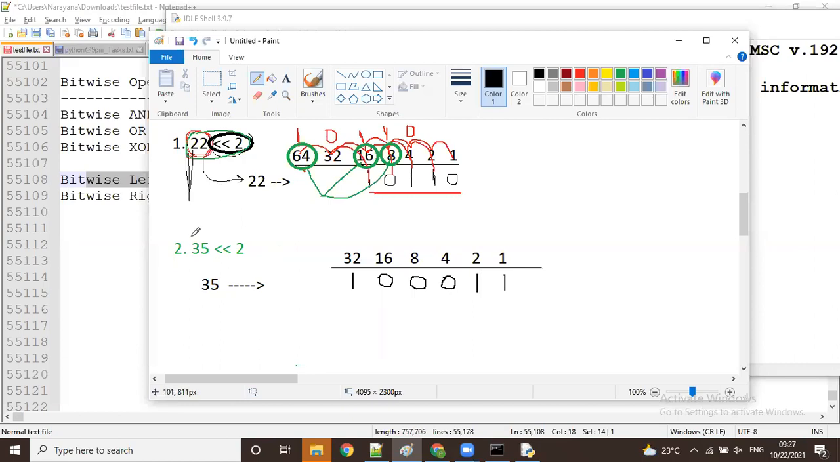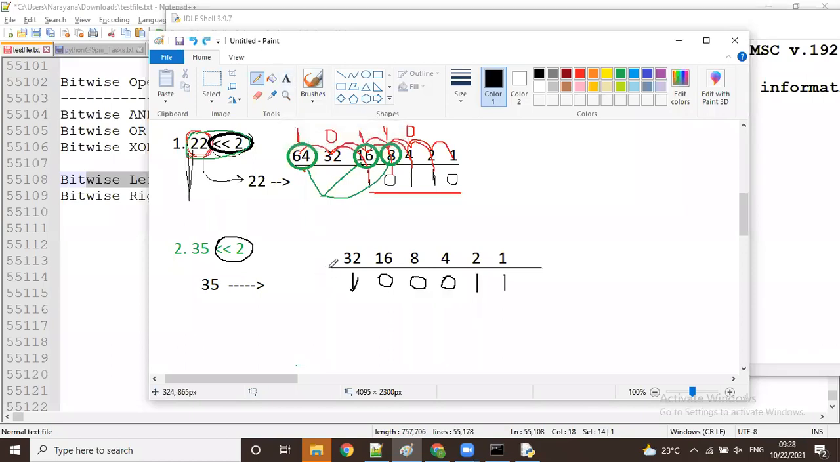That is the 35 before the operator, after the operator, right? Now what is the operator here? Left shift, and how much here? 2. Left shift 2 means each value will move 2 places, guys. Why 2 places? Because of 2, right?